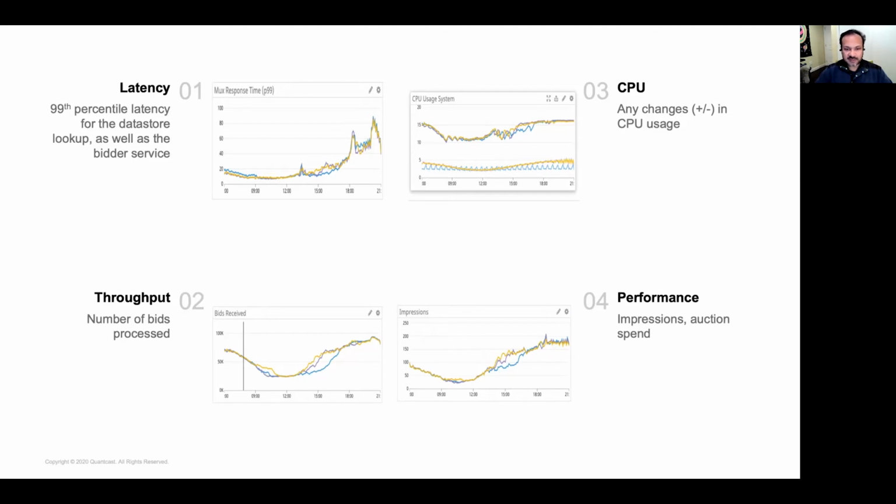Throughput, for us, was the number of bids processed per second. We did not want to lose the performance that we had already, and if we felt that the number of bids processed by the canary rack was lower than the other racks, then it was a regression in the system. CPU usage: if it became too high or too low, both cases were problematic. And finally, the overall performance of the canary rack, which in this case was the number of bid impressions and the amount of money spent at the auction.